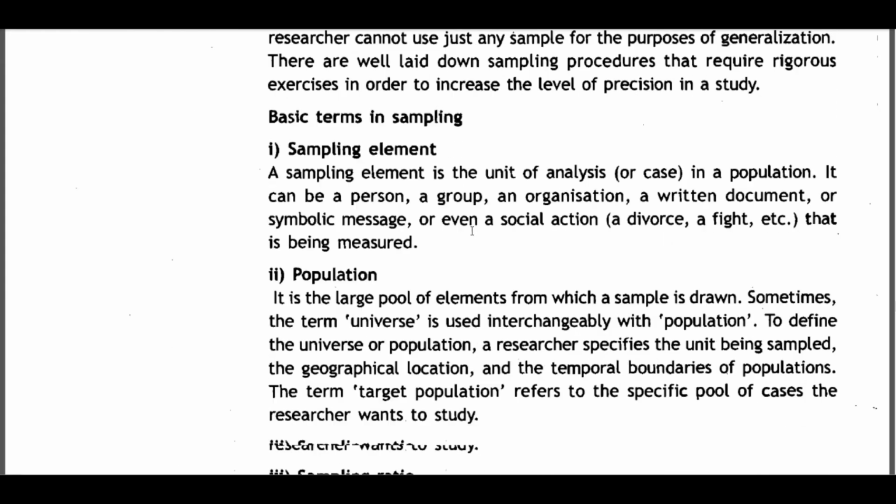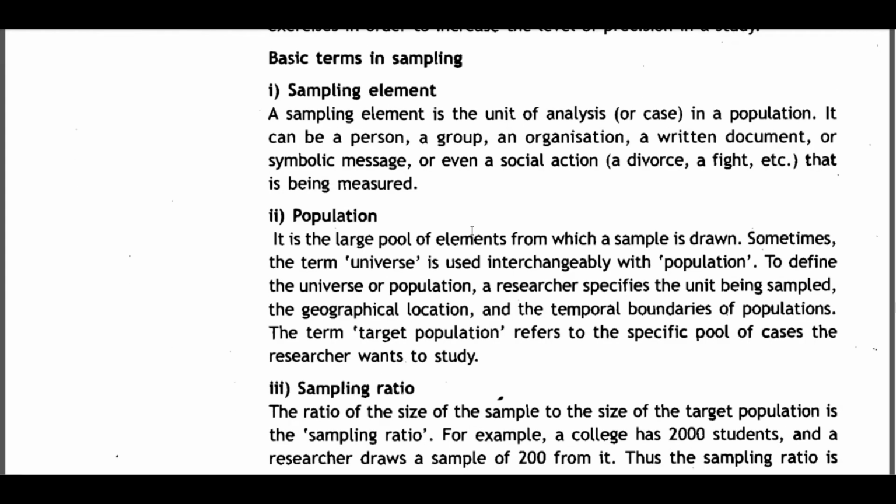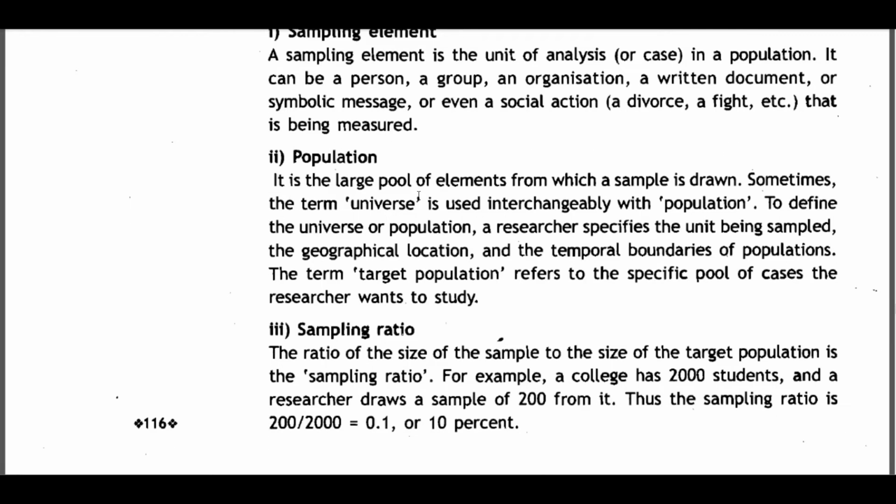Basic terms in sampling. 1. Sampling element. A sampling element is the unit of analysis or case in a population. It can be a person, a group, an organization, a written document, a symbolic message, or even a social action, like a dowry fight, etc., that is being measured.